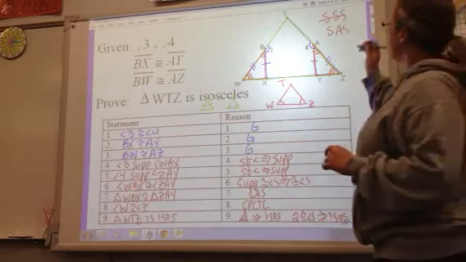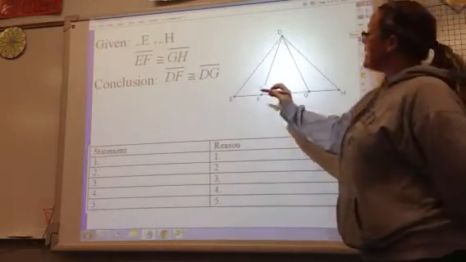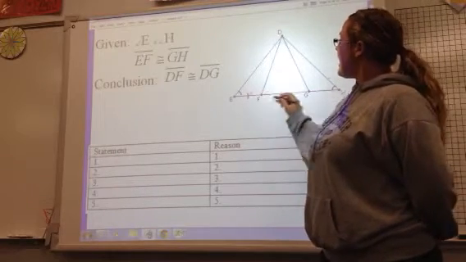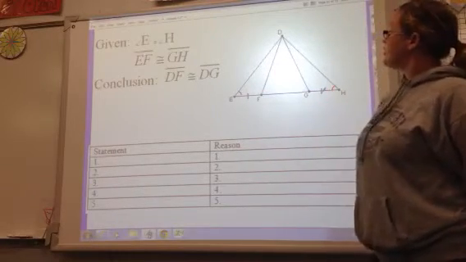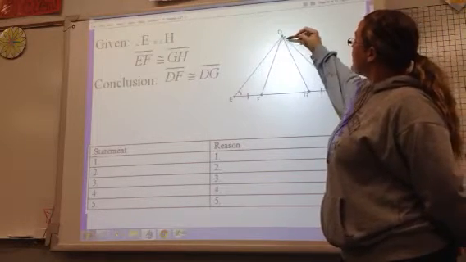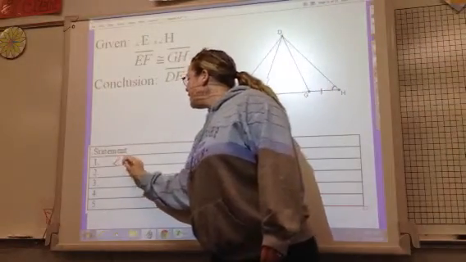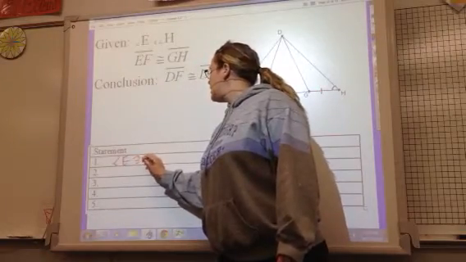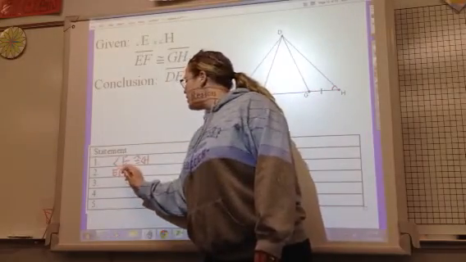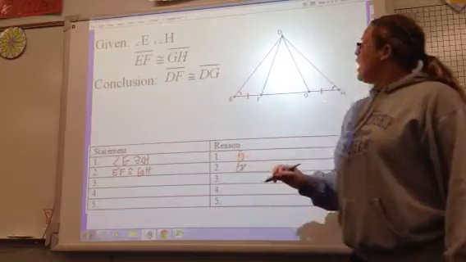Okay, let's look at another one. All right, so I'm given that angle E is congruent to angle H, and I'm given that EF is congruent to GH. I want to prove that DF is congruent to DG. So let me get my givens in there. Angle E is congruent to angle H. EF is congruent to GH.